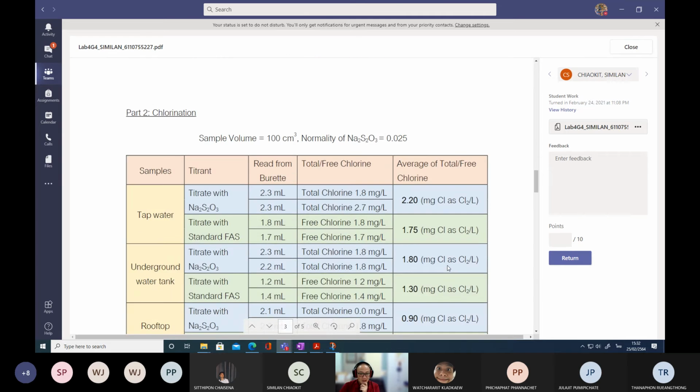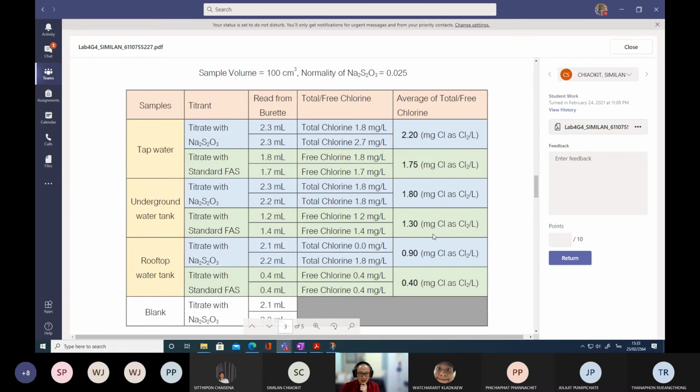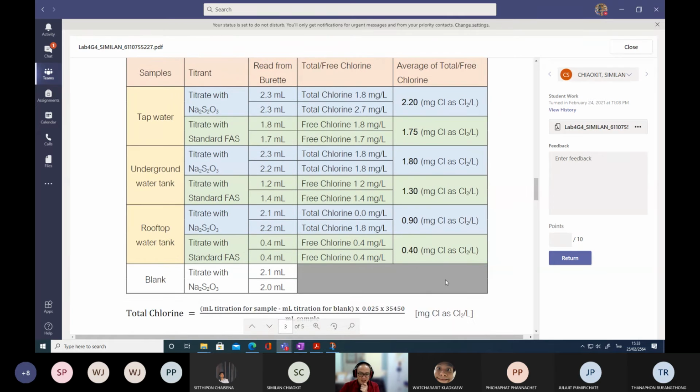And whatever chlorine, tapped water. This one is total chlorine, okay, and this one is the free chlorine. Underground water. Rooftop. It seems to be the free chlorine according to the specification that I just showed you. They only mention the free chlorine. They didn't mention the total chlorine.